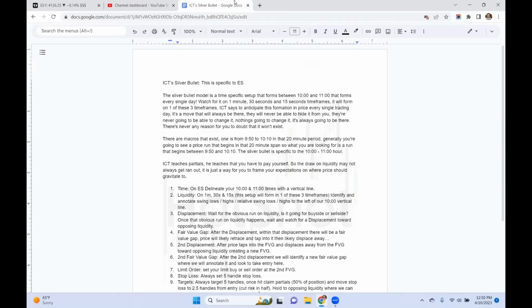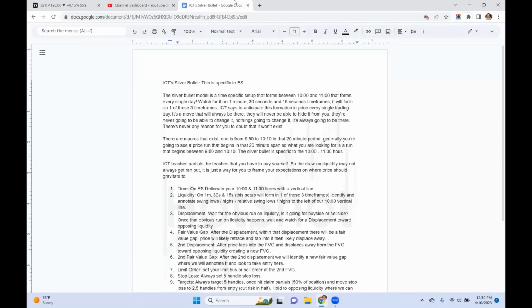ICT says to anticipate this formation in price every single trading day. It's a move that will always be there. They will never be able to hide it from you. They're never going to be able to change it. Nothing's going to change it. It's always going to be there. There's never any reason for you to doubt that it won't exist, okay?